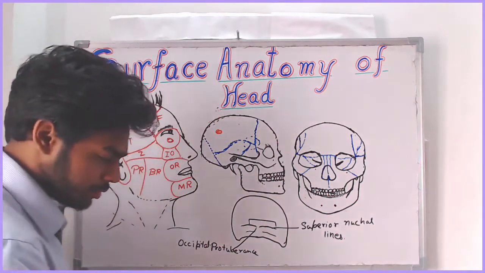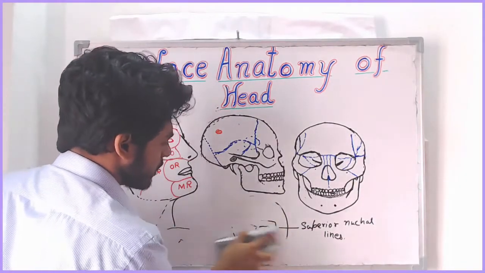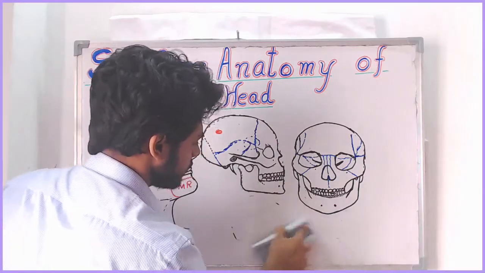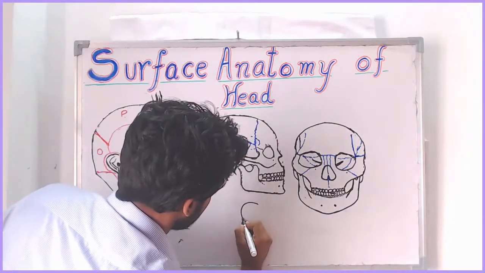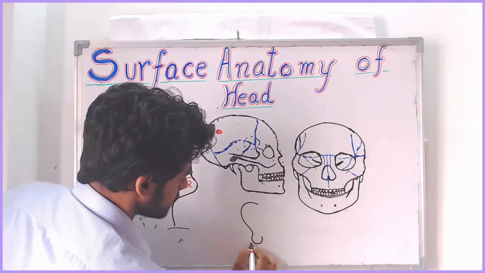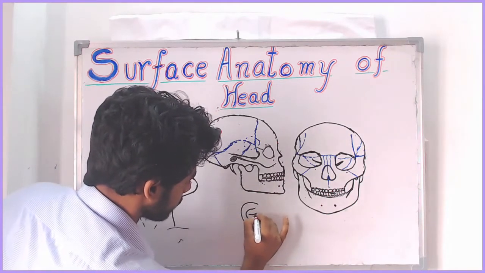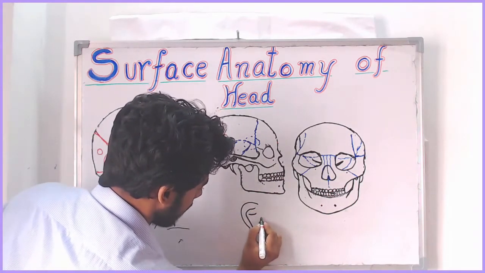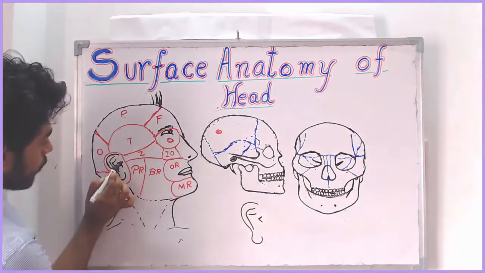When you look carefully at the ear, you see different parts. One is the helix. This part is called the helix. This is the lobe. This is the helix, this is the lobe, and we have the antihelix. And one more triangular part which is present here is known as the tragus. See, this one is the tragus.